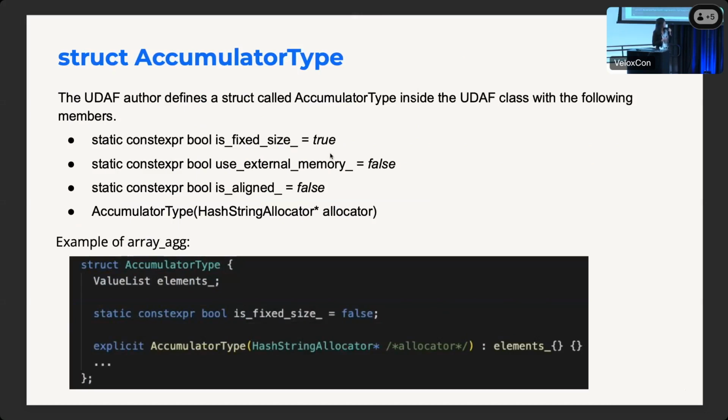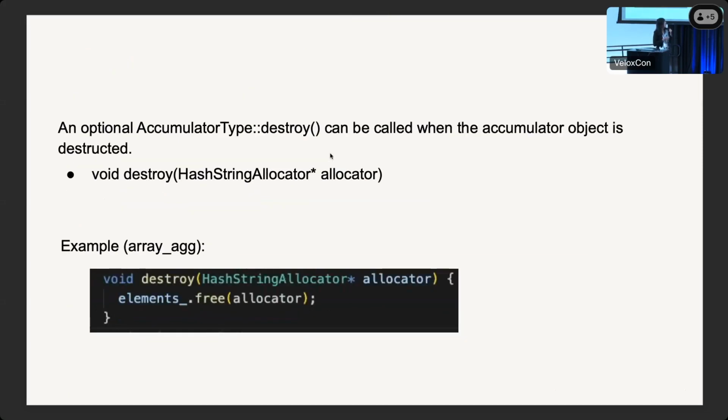And then the author defines the accumulator type constructor to indicate how they want the accumulator object to be initialized. Similarly, the accumulator may require a special cleanup when it is destroyed. So if that's the case, the author also defines a destroy method to do that.